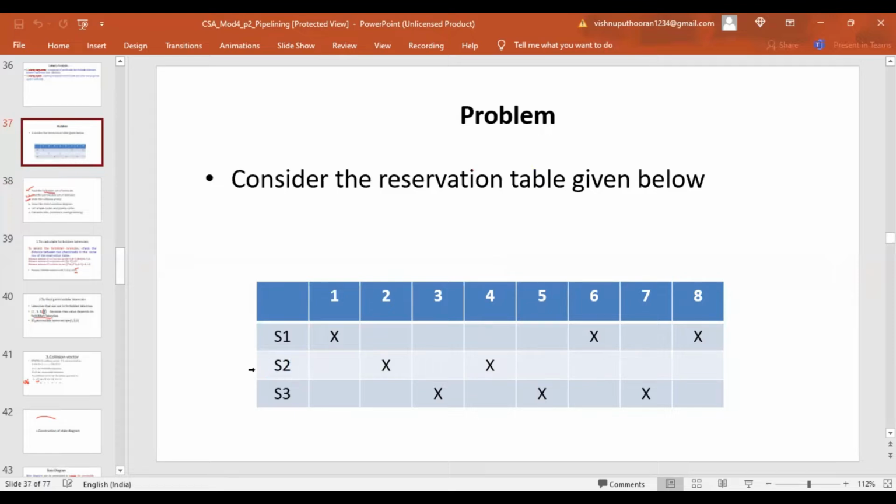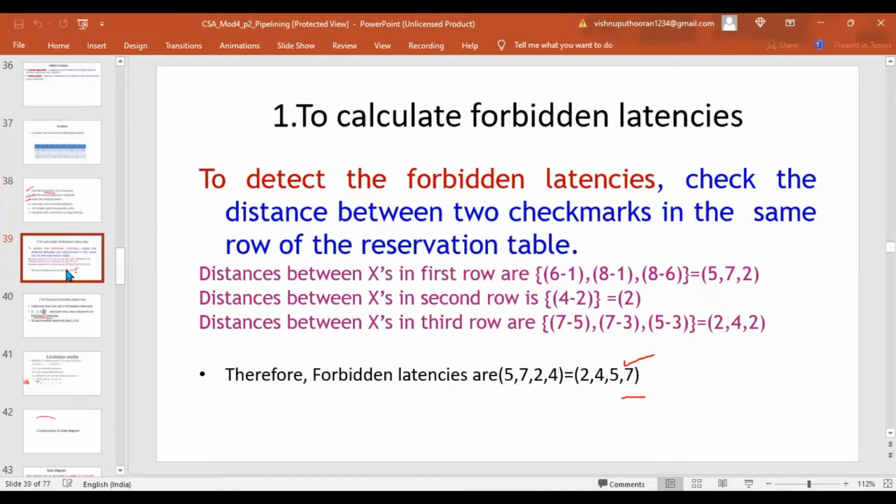And for stage 2, the check marks are present in the second and fourth clock cycle. So 4 minus 2, which is 2. And for stage 3, the forbidden latencies are 7 minus 3, then 5 minus 3, and 7 minus 5. So we find the forbidden latencies 2, 4, 5, and 7. Multiple entries of a particular forbidden latency are not permitted.